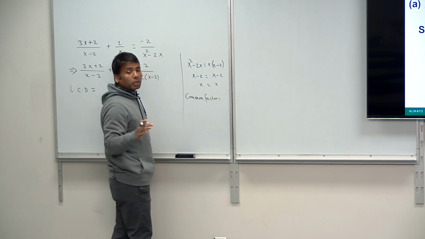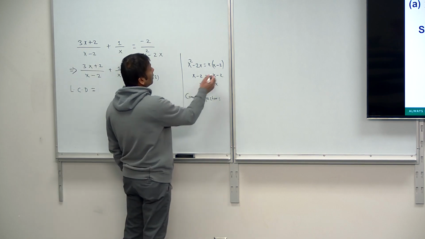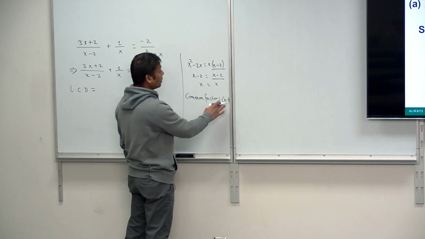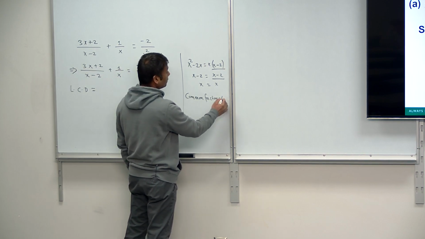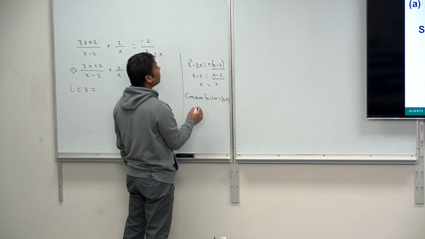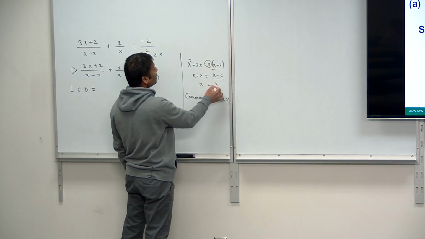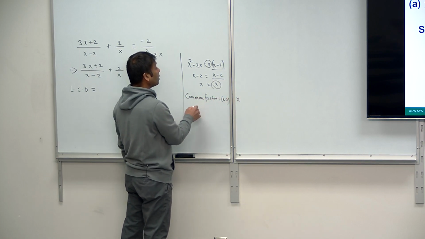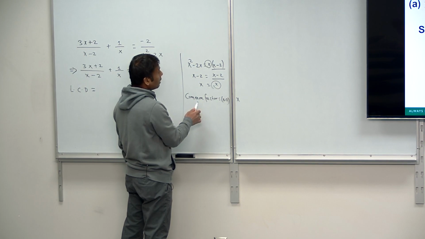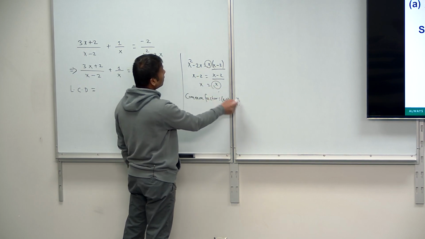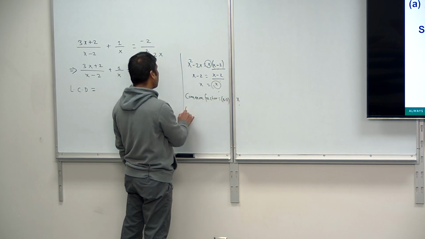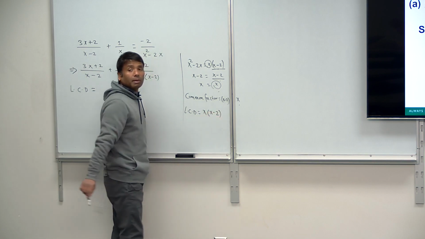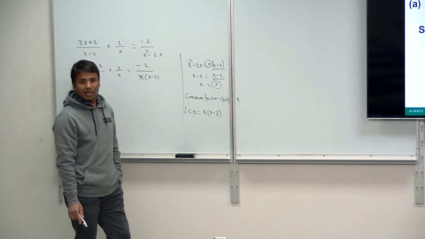Now if you look here, this x minus 2 and x minus 2 are common, right? And then this x and this x are also common. Are you with me? There are no remaining factors, right? This x and x are common here, and x minus 2 is common here. So now the LCD is going to be x times x minus 2, right?